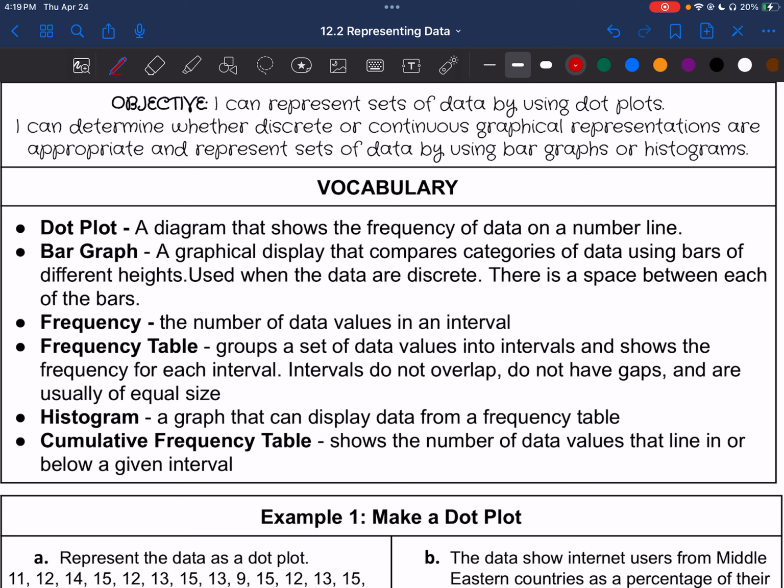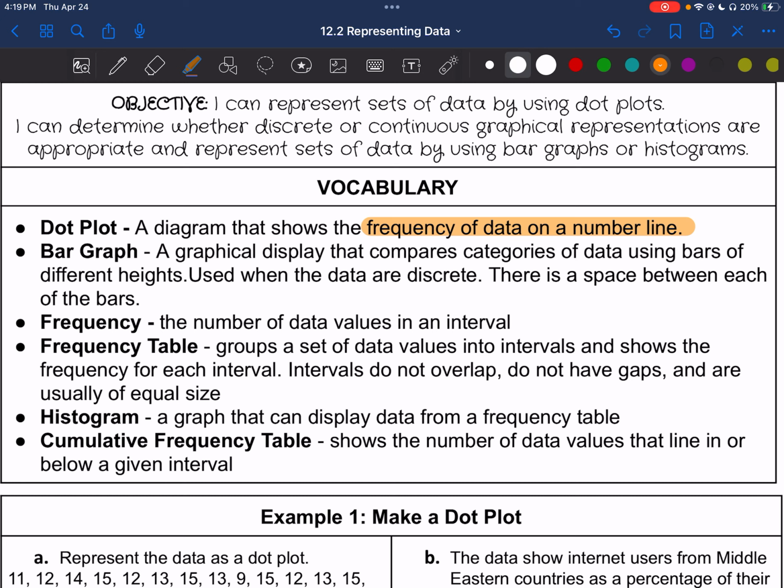First of all, we have a dot plot. A dot plot is a diagram that shows the frequency of data on a number line. So we have a number line and we're going to indicate frequency above it. It's usually in the form of dots. It could be X's, graphical representations, something like that. But it's going to be along a number line and you have it represented in stacks above it.